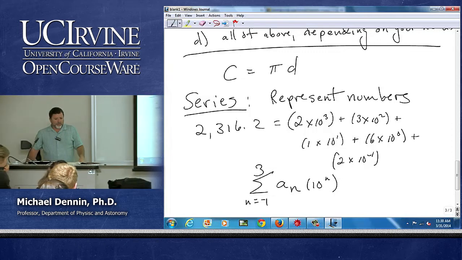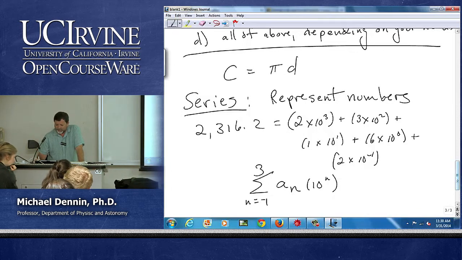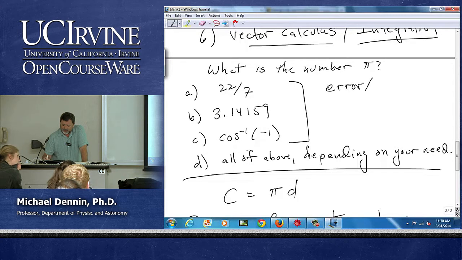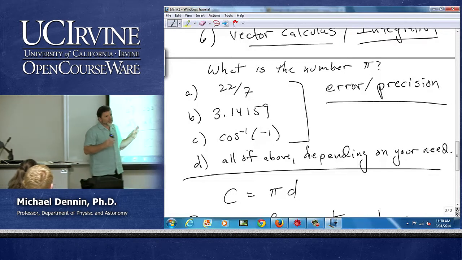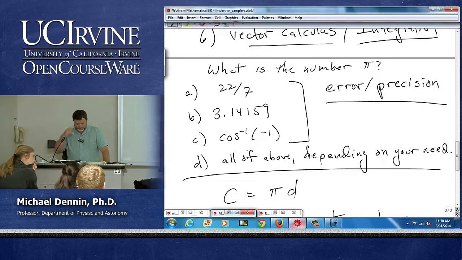When we're doing this, this is one of the things to understand in physics. What we care about with these numbers in physics is really either the error or the precision that's involved. We're rarely dealing in an exact number. And this is important to understand when we go to Mathematica.